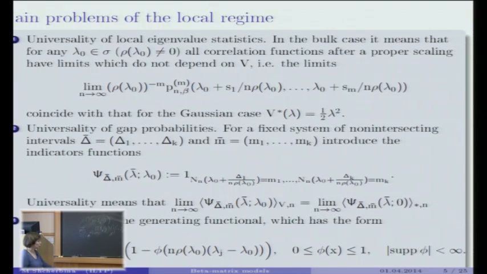In this case, universality means that if you consider the expectation of such an indicator function, which of course is the probability of this event with respect to our probability measure, and take the limit, then the limit becomes universal. Universal means that it does not depend on V and does not depend on the point lambda 0.